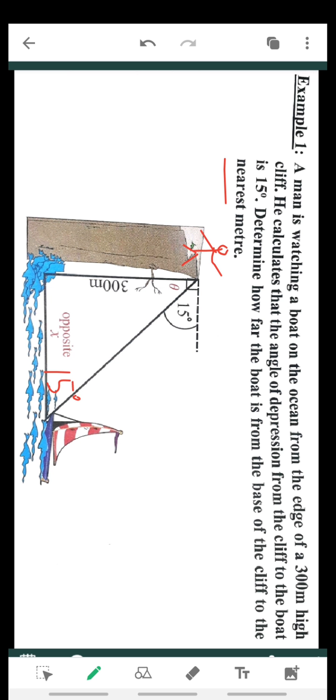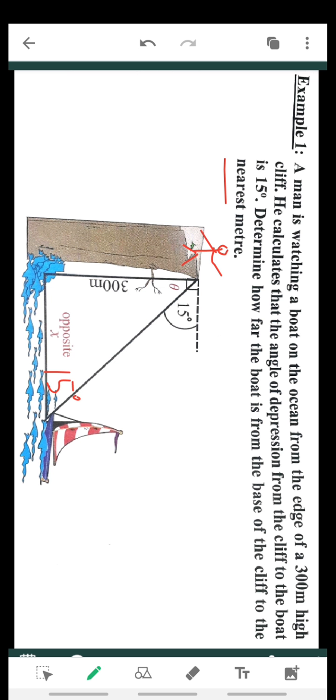Now, what do we know? Since we are given that 15 degrees to be the angle of depression, then we know that the angle between his line of sight to the boat as well as the distance between the cliff and the boat, that angle between those two will be also 15 degrees because these are alternating angles. Look at the sketch. I have written down 15 degrees because I'm using the fact that angle of depression will always be equal to the angle of elevation or inclination. Right? You need to do some working on your sketch so that you do not forget.